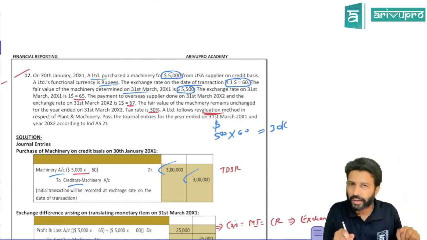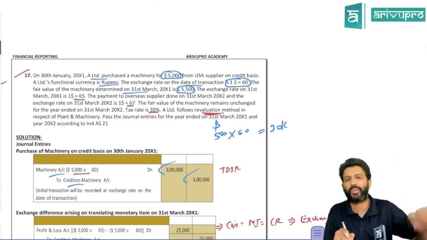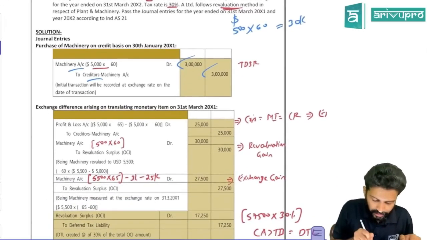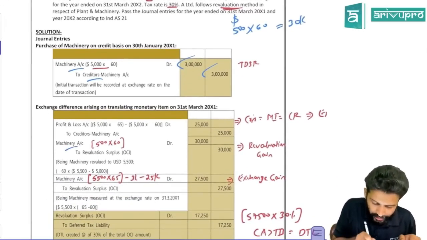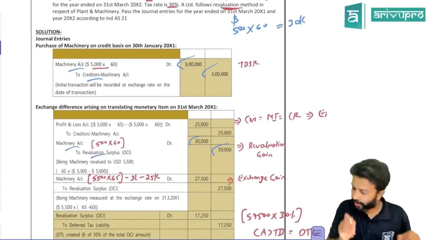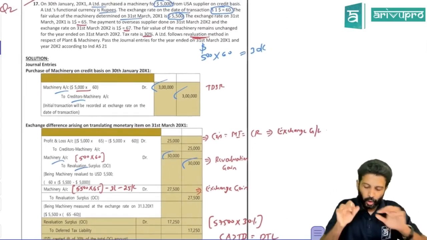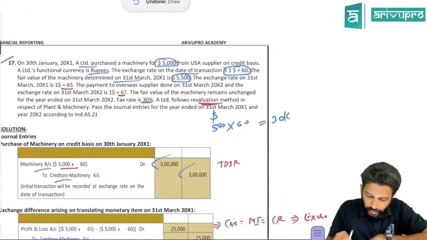First time when you do revaluation, when you get a gain, where will you transfer this to? Revaluation surplus. So what is the entry? Machinery account debit to revaluation surplus 30,000. Okay, that is one. Fair enough, people? This is your revaluation gain.